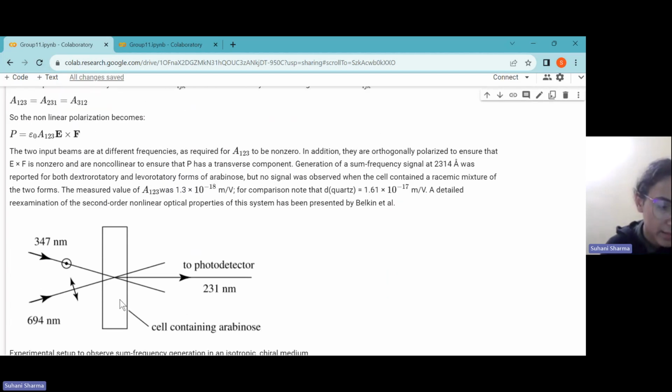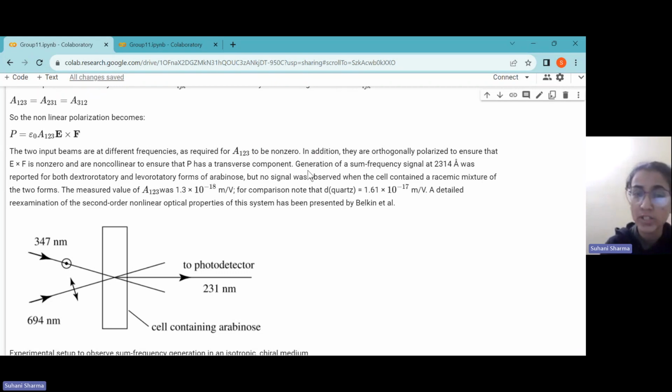So now we will discuss how all this theory translates into real world observation. There is a very fascinating example which involves arabinose, a sugar molecule, when illuminated by two input beams at different frequencies, sum frequency generation of 2314 Angstrom was reported.